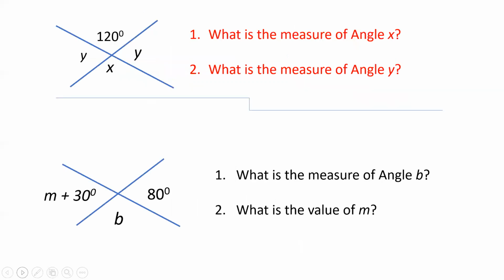All right, now these are both examples of vertical angles. They're across from each other, they're equal. So if this big obtuse angle is 120, that means X is also 120. These two pairs of angles form this straight line on both sides of the line I'm drawing.